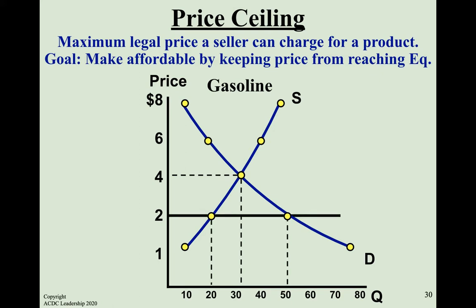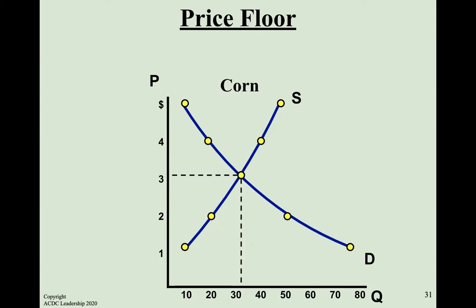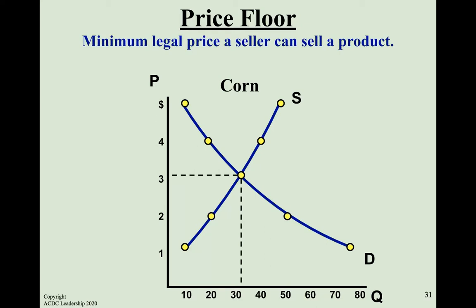For example, even though equilibrium should be at $4 for gasoline, if the government puts a price ceiling at $2, you're going to have a shortage because people are going to want to buy gas for $2 instead of $4. The quantity demanded is greater than the quantity supplied. Now, this doesn't always help consumers. Black markets emerge.